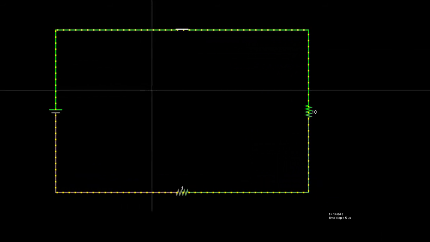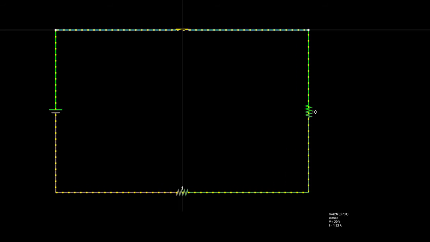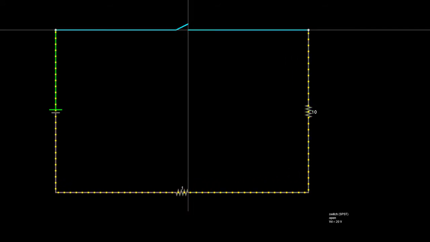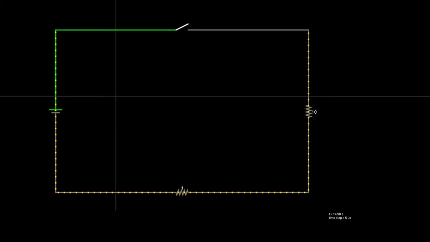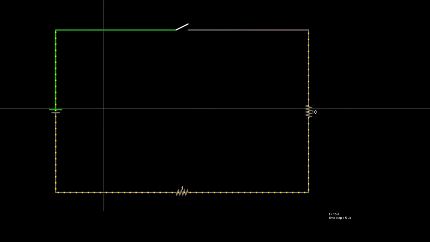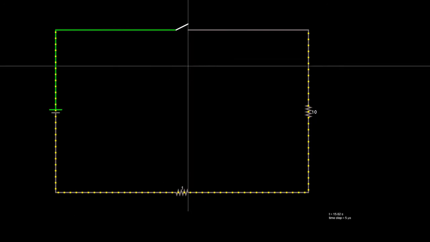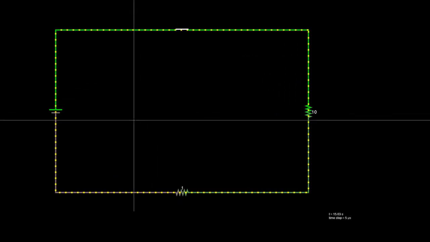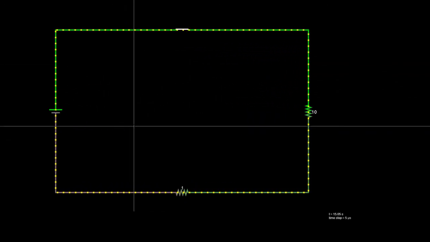So again, just to reiterate, this is a switch right here. If I open it, you'll notice that there's still voltage everywhere, but no current is flowing. Unless you have a closed loop, there will not be current flow.